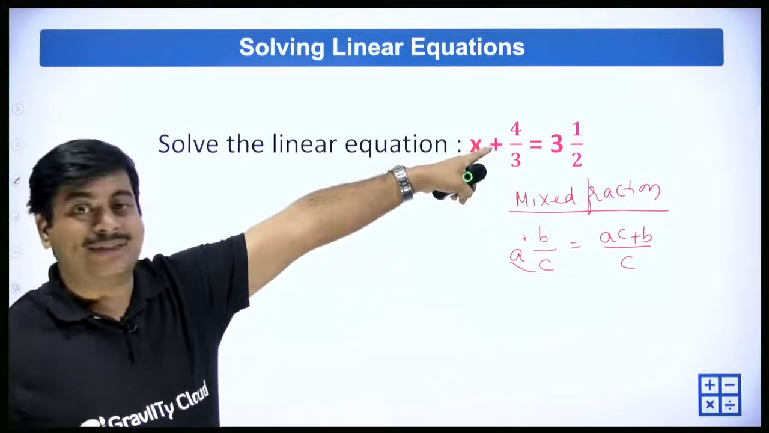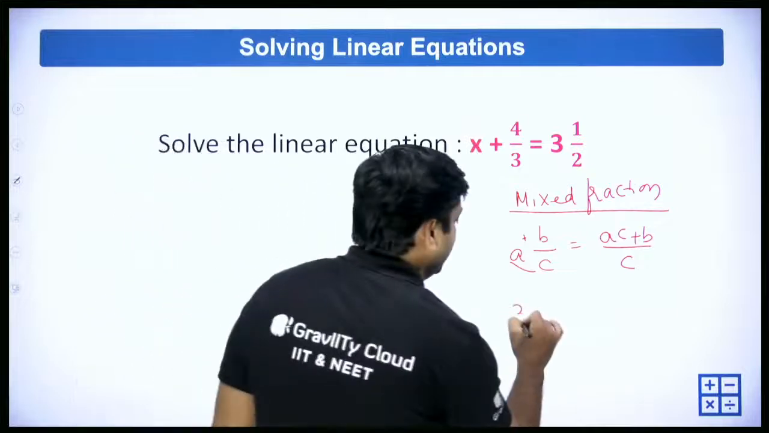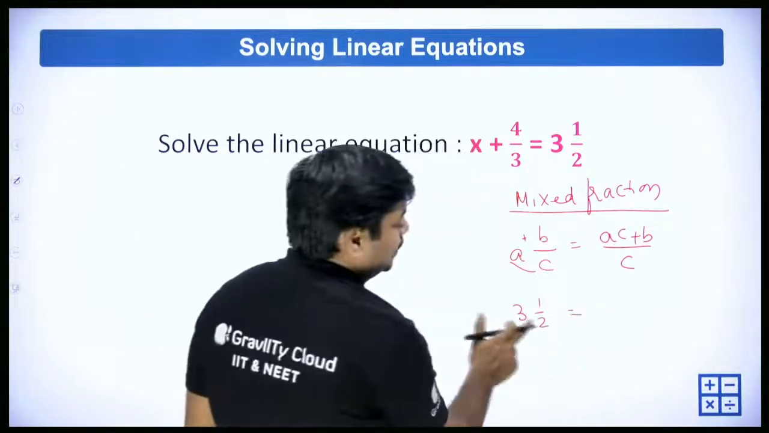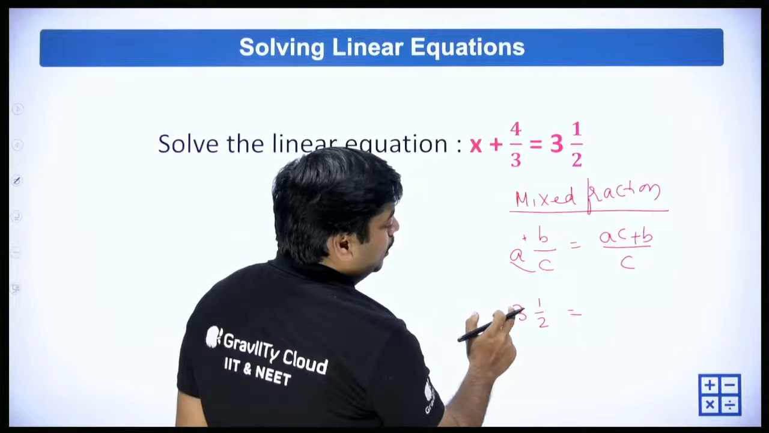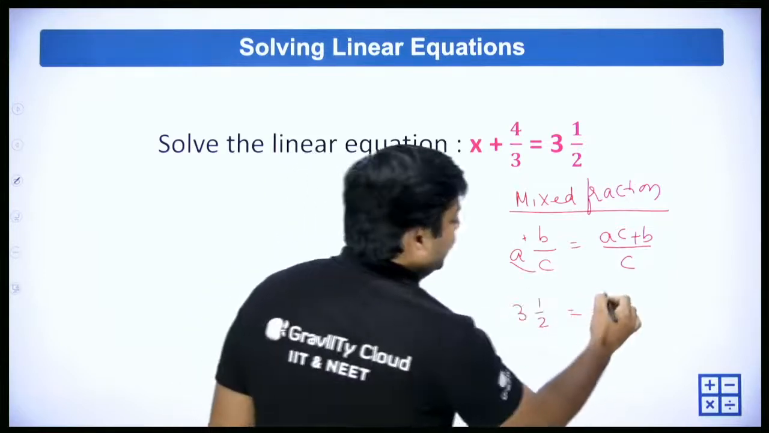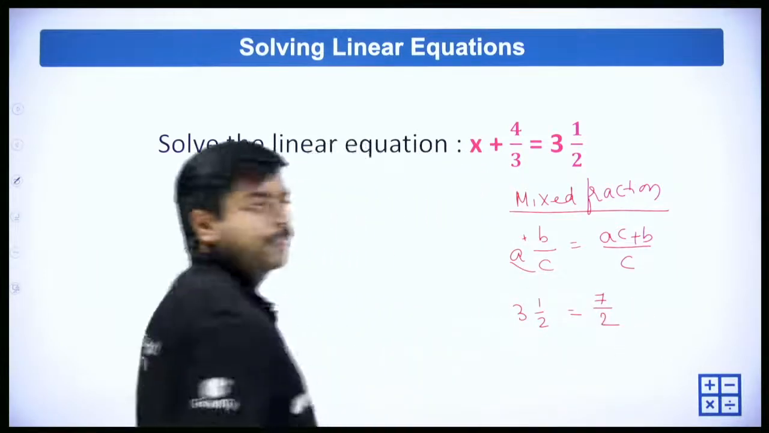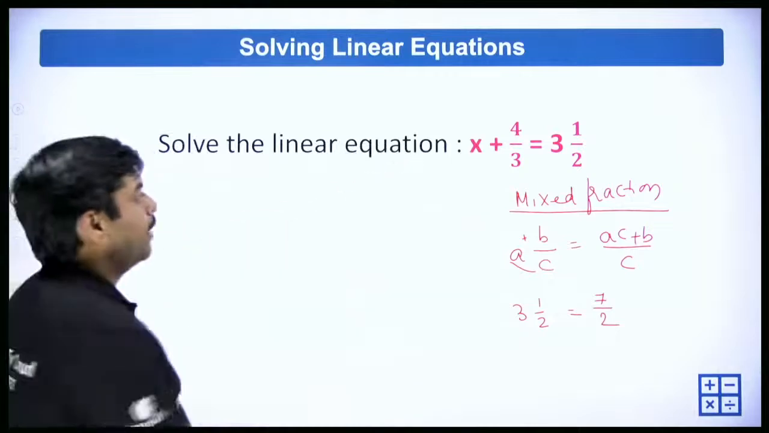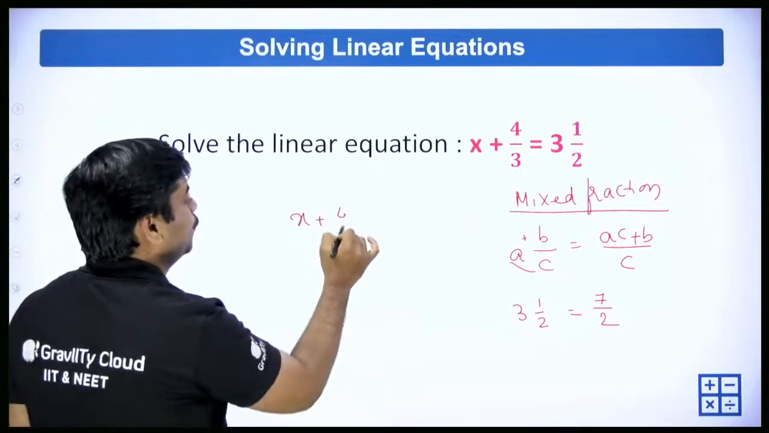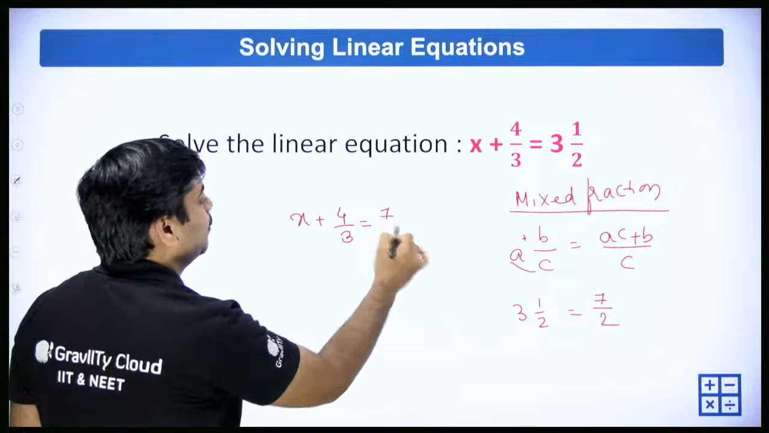So take 3 1 by 2. 3 times 2 is 6, 6 plus 1 is 7, so it becomes 7 by 2. Finally we get x plus 4 by 3 is equal to 7 by 2.